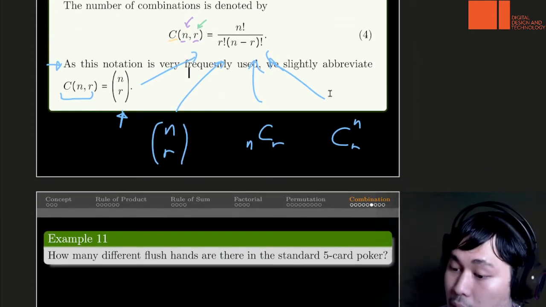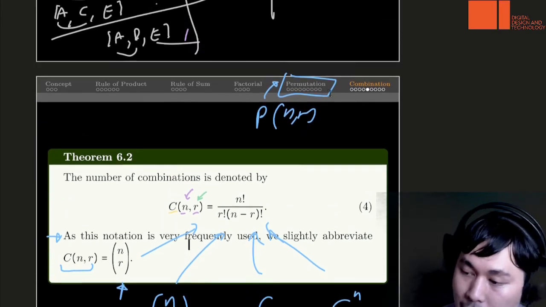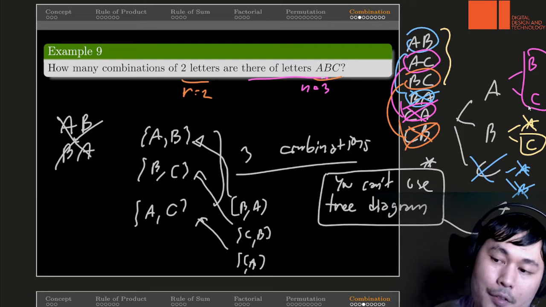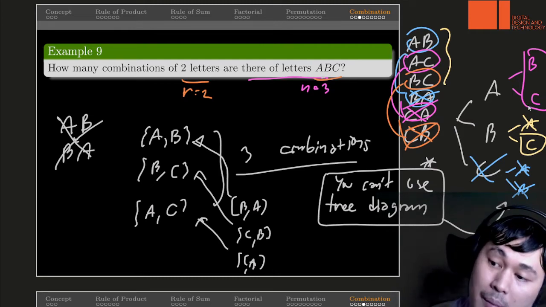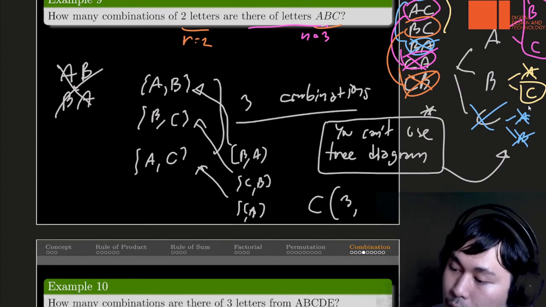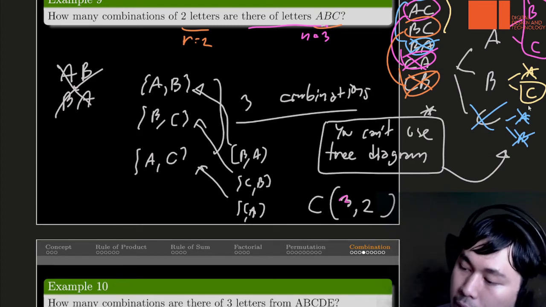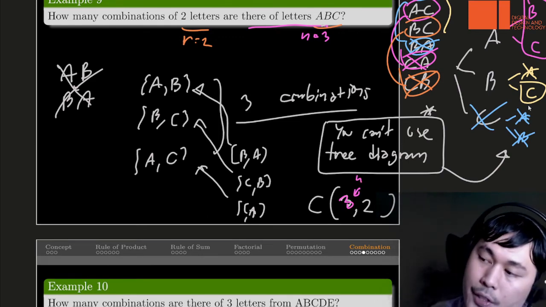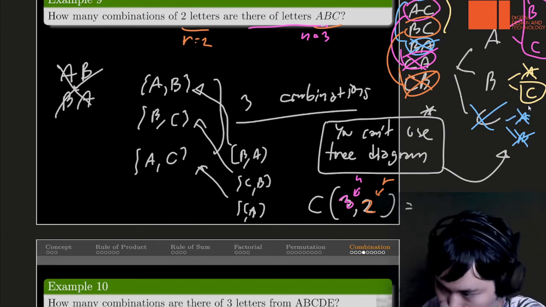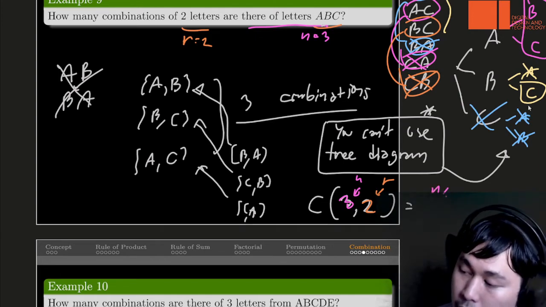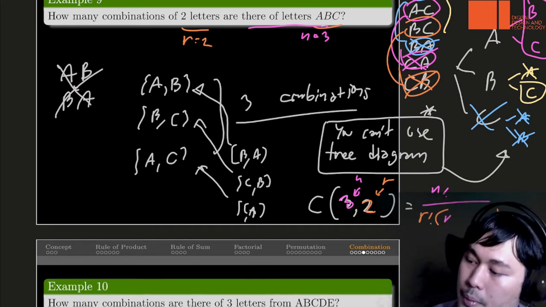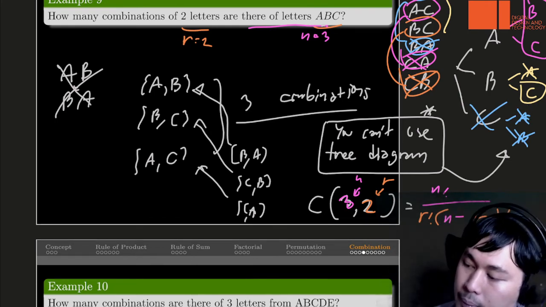So let's go to how we can apply that. Let's go back up here, to the first two examples. For example 9, if you want to compute the number of combinations, you would plug in the values 3 and 2. There are 3 letters to choose from, so n is 3, and we choose 2 at a time, so r is 2. And the formula says we need n factorial divided by r factorial times n minus r factorial.